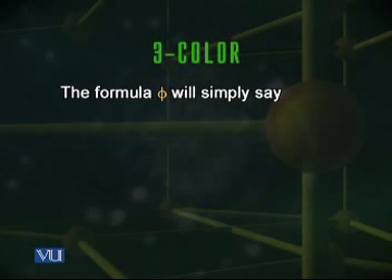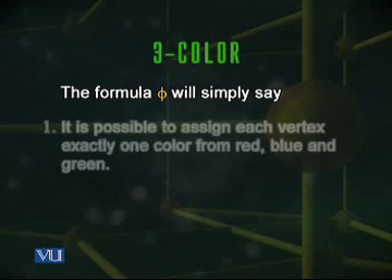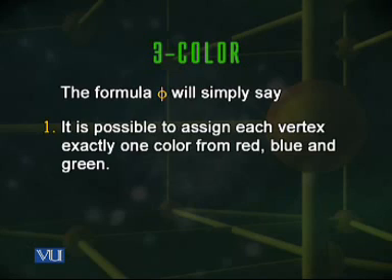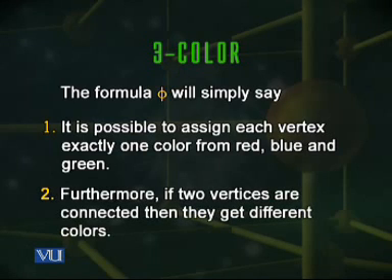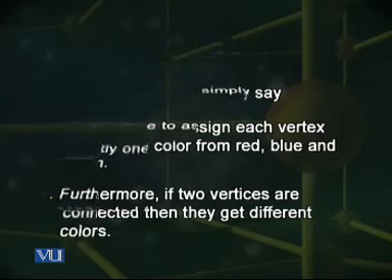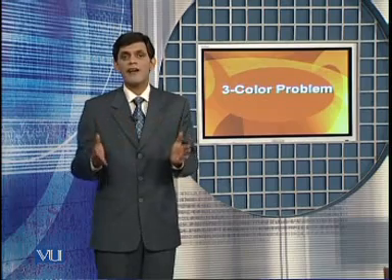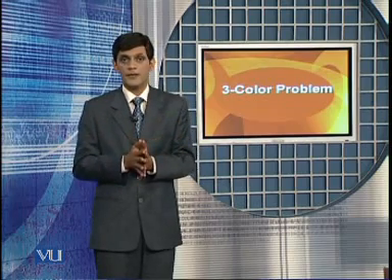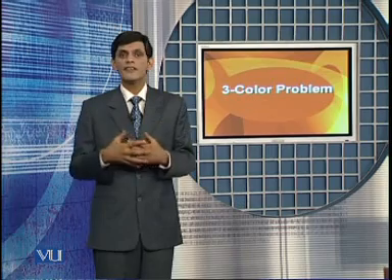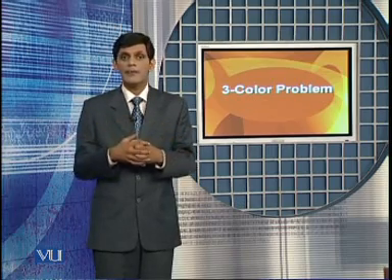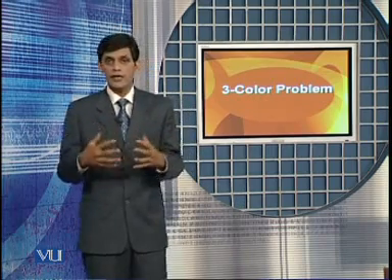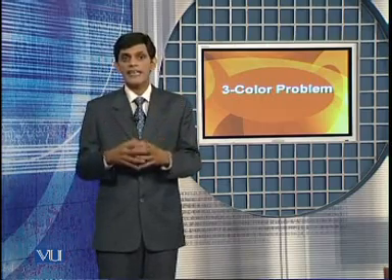Well, the formula phi will simply express the following 2 things. It will say that it is possible to assign each vertex exactly one color from red, blue, and green. Furthermore, it will say that if 2 vertices are connected, then they will get different colors. So the formula phi will simply say that the graph G is 3-colorable. Now we have to do this in the language of satisfiability, in the language of Boolean formulas. Let's see how that can be done.